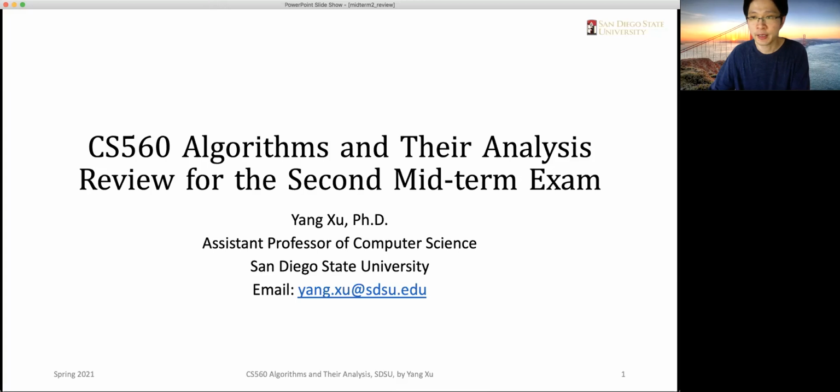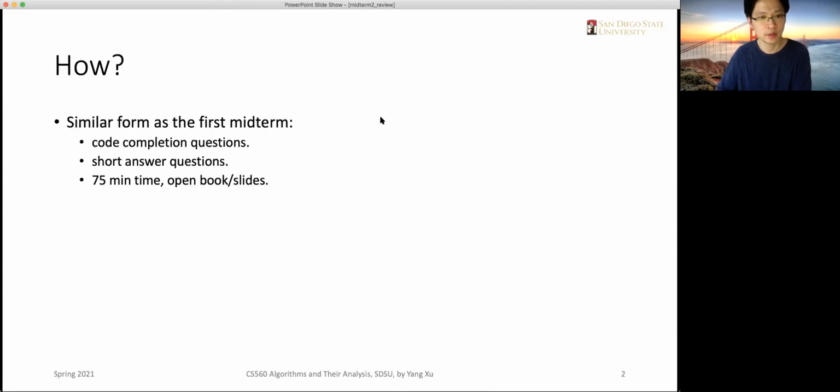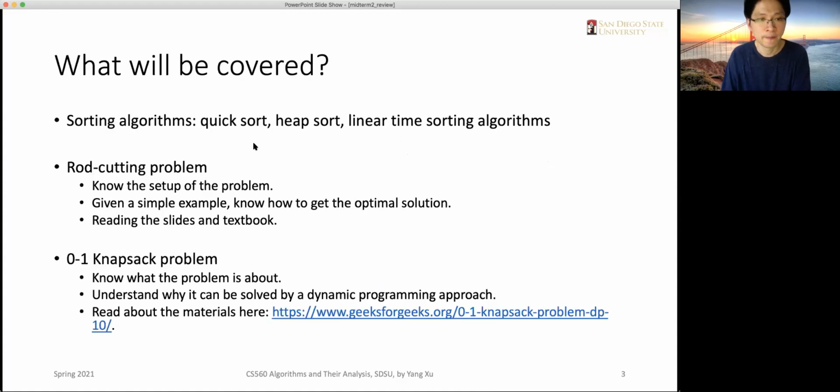Right, so I have a few slides here about the scope for this second midterm. Because in the first midterm we didn't cover the sorting algorithms, sorting algorithms will be part of this second midterm. Basically quicksort, heap sorts, and linear time sorting algorithms will be there.